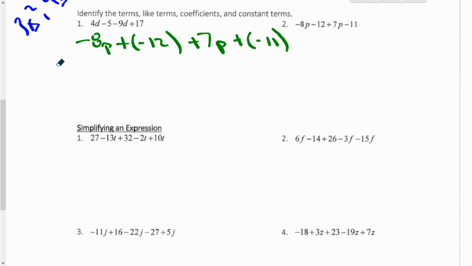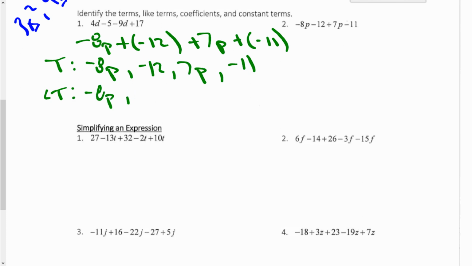So now we can label our different parts. Again, our terms are everything in the expression. So -8p, -12, 7p, and -11. Make sure you keep those negatives on there. Those don't go away. Our like terms are everything with the same variable part, so -8p and 7p are like terms. And then -12 and -11 are like terms. -8p and 7p have the same variable. -12 and -11 do not have variables, so they're like terms.